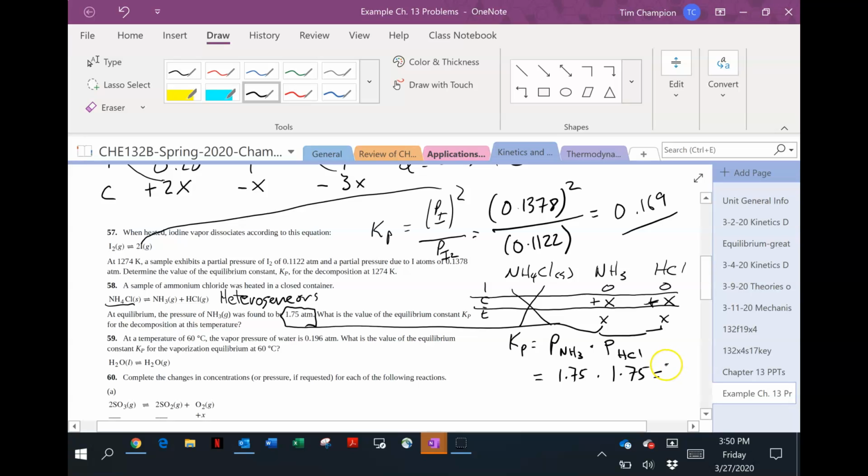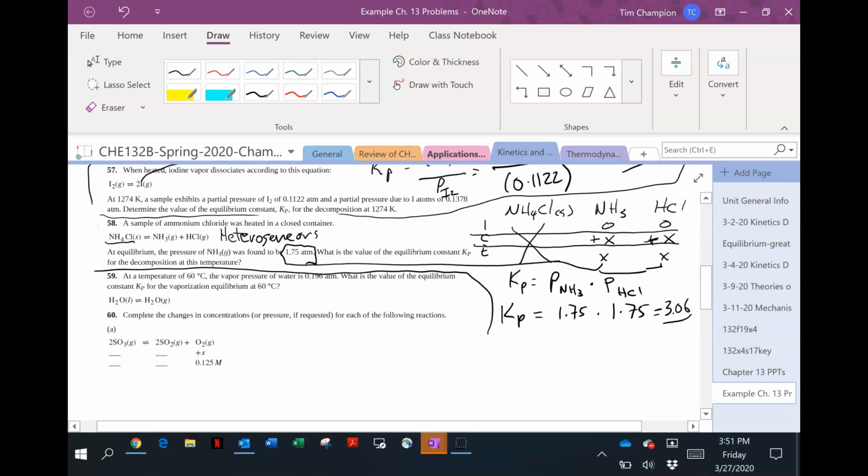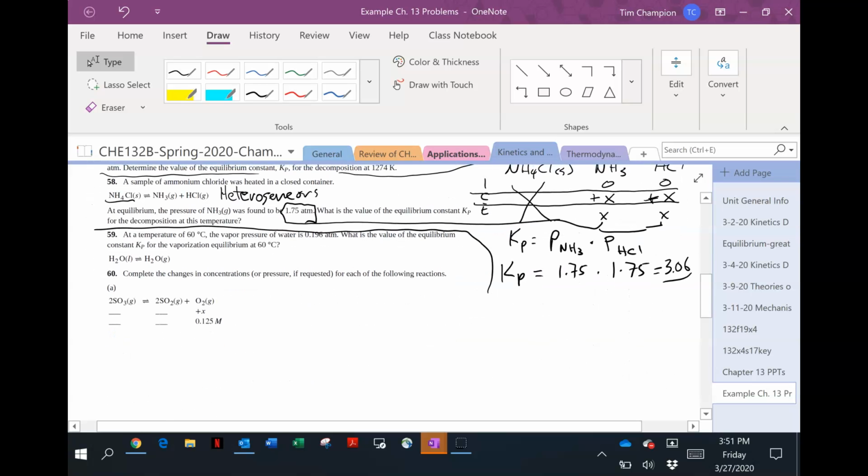3.06 is our value. 3.06 is what I get, and that's the Kp for question 58. So that's 58. Make sure that's clear. And then that's 57. All right, so slide it on down here, and we'll take a look at problem 59. Clarify that up a little bit so I can see what I'm doing.